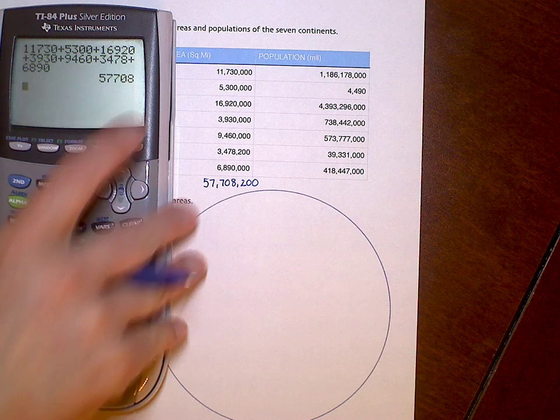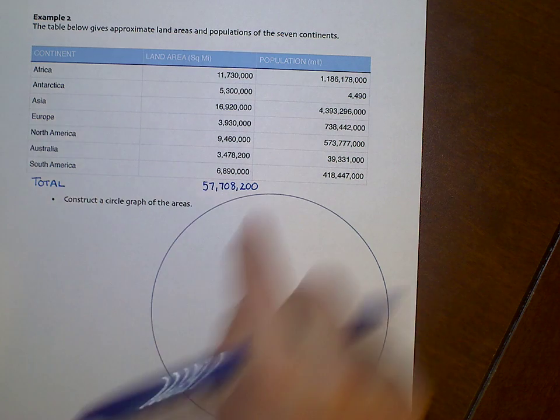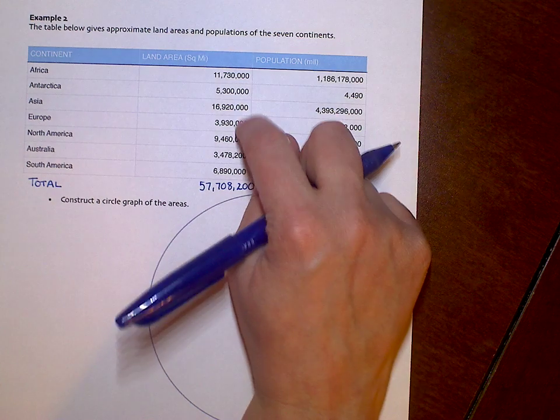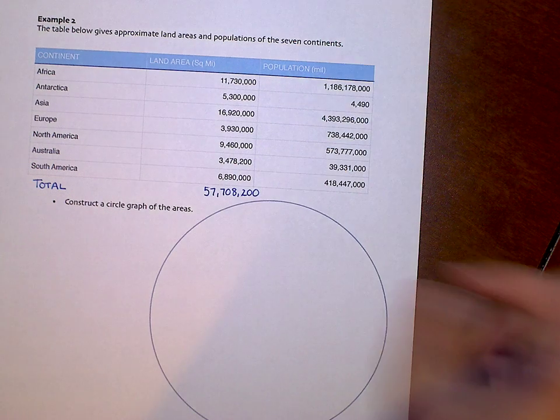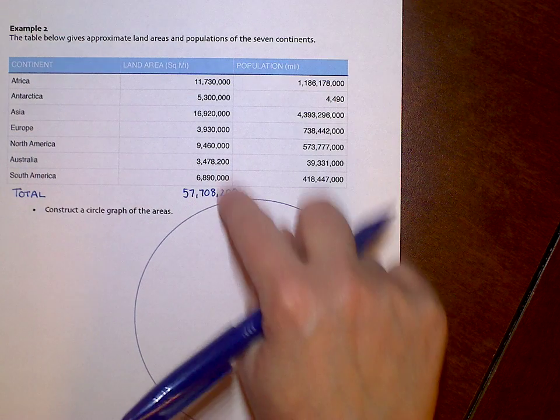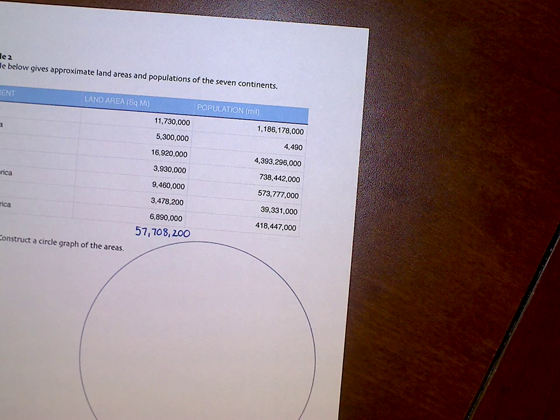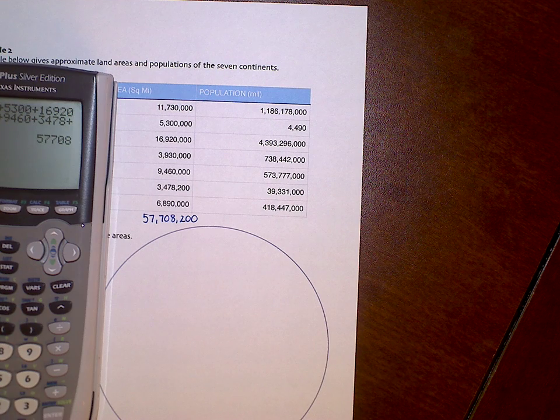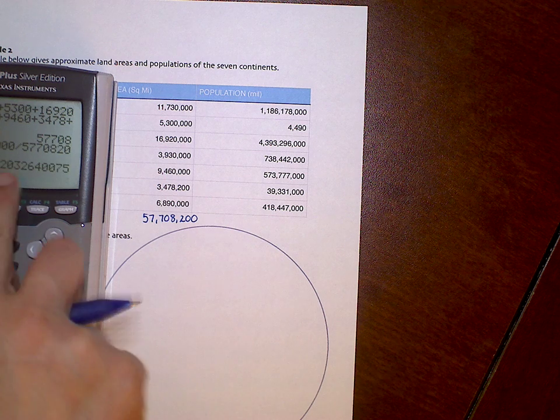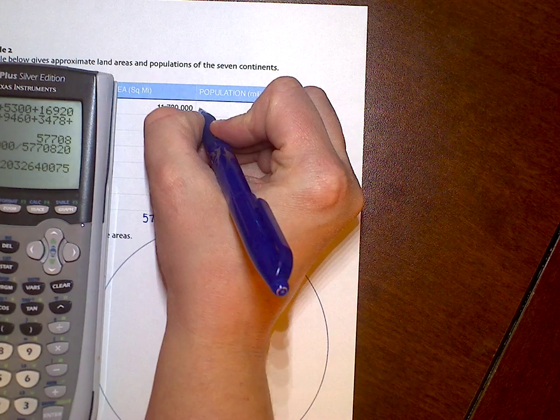Okay. And now what I want to do is take each one of these individual values and convert it to a percentage by dividing it by the total. Okay. So I'm going to do 11,730,000 divided by 57,708. And that's about 20-ish%.